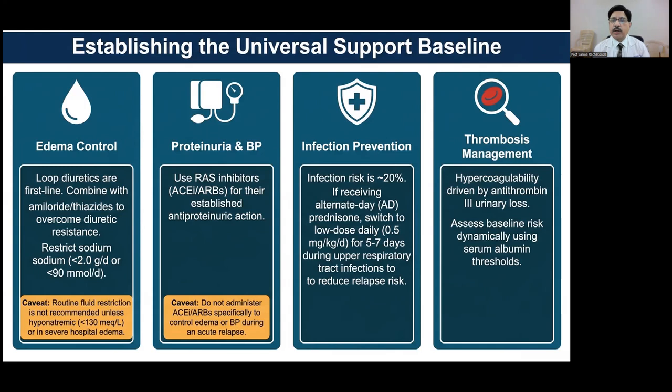This is the hypercoagulable syndrome driven by antithrombin 3 urinary loss and fibrinogen excess on one side. Assess the baseline risk dynamically using the serum albumin thresholds. These are the 4 basic tenets of supporting the patient of nephrotic syndrome.